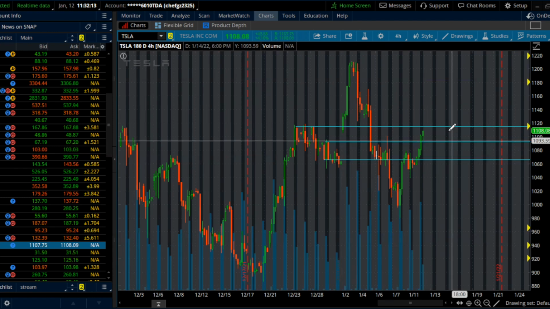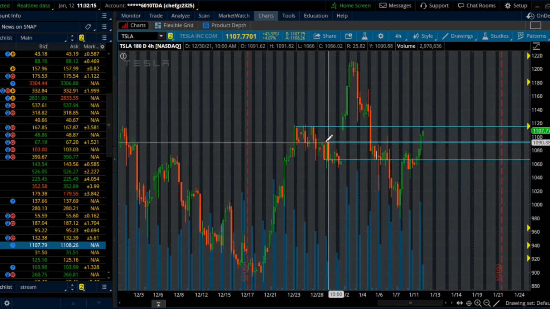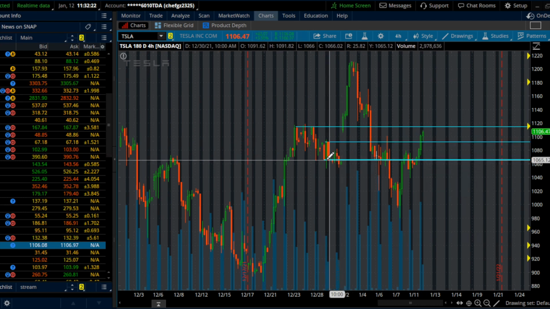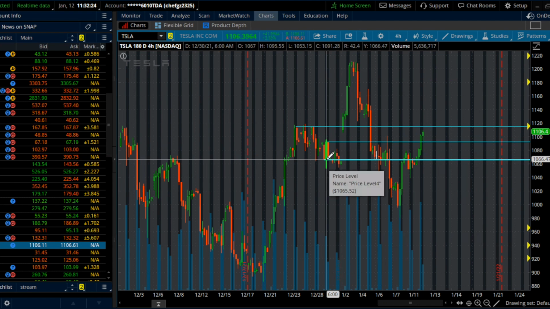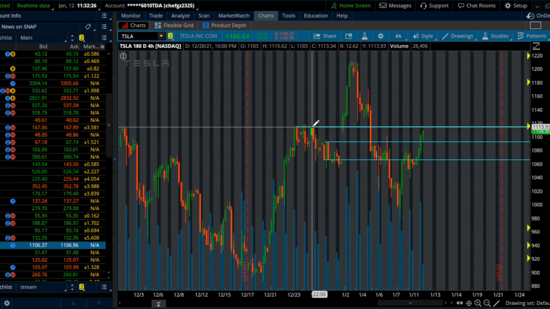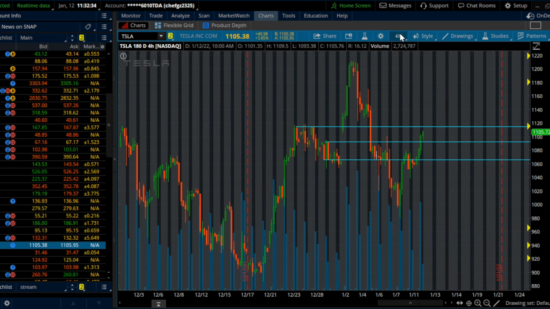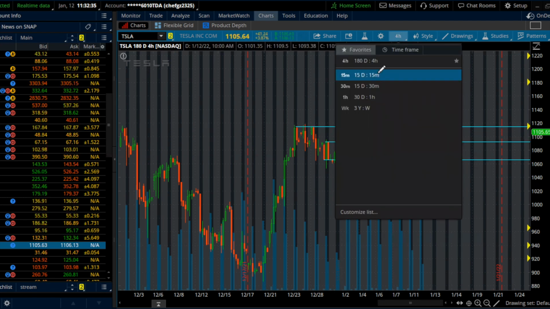All right, so what I want to point out right here is that we have a resistance right here at 1092, and then we have a support right here at 1066. We have a resistance right here at 1115. What is that? 1114, 1115. Okay, so you get the picture. Okay, so now I'm going to go on the 15.